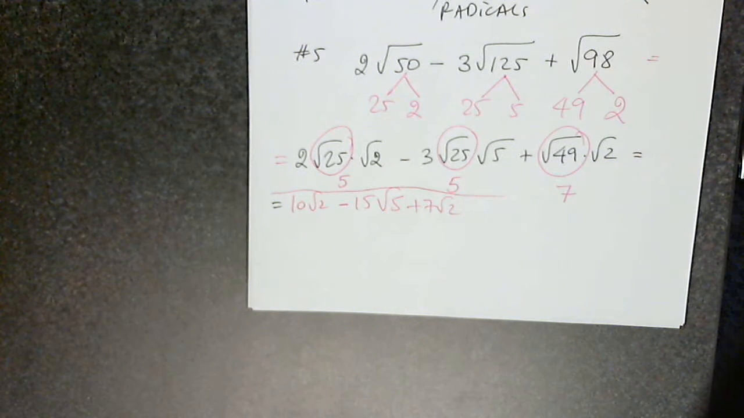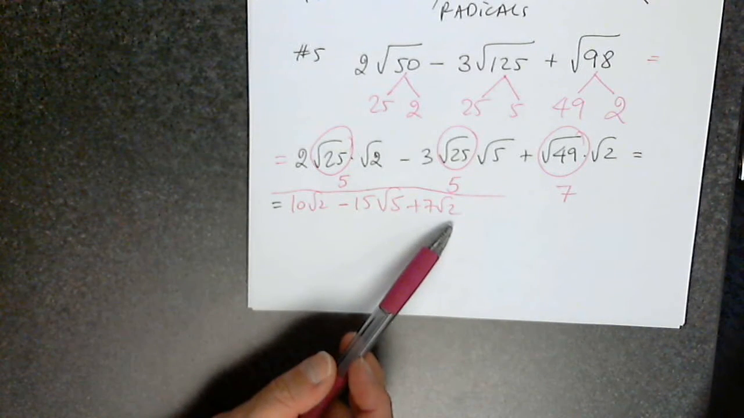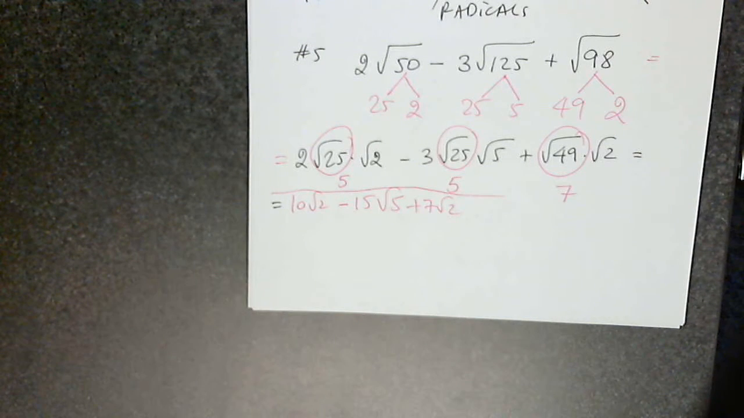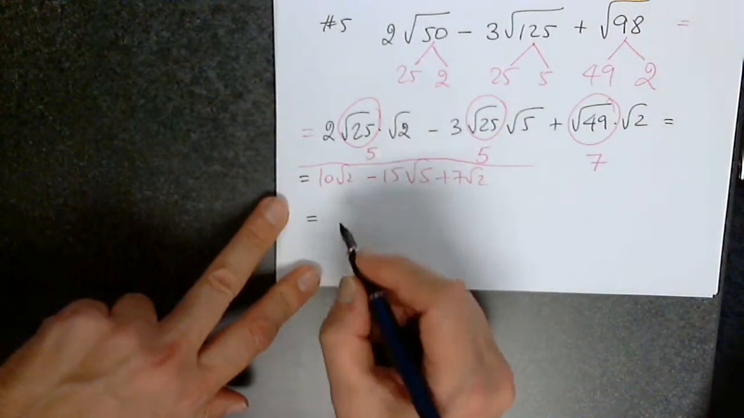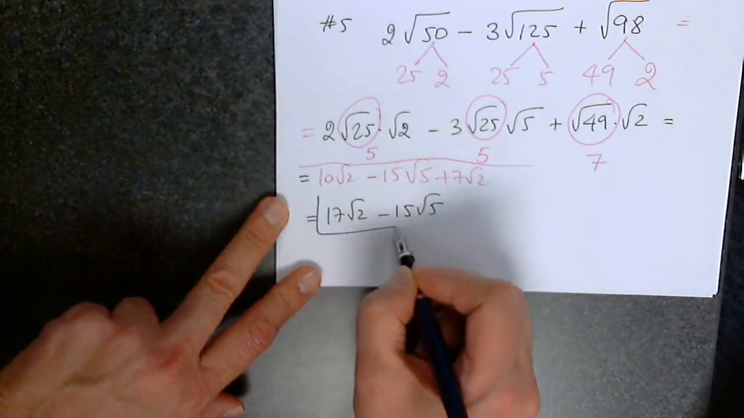Now I look carefully and I'll say, oh, only 2 of these radicals are like radicals. One of them cannot be combined. 10 apples plus 7 apples, yes. But negative 15 the square root of 5 is alone. So what will be the simplified form? 17 the square root of 2 minus 15 the square root of 5.